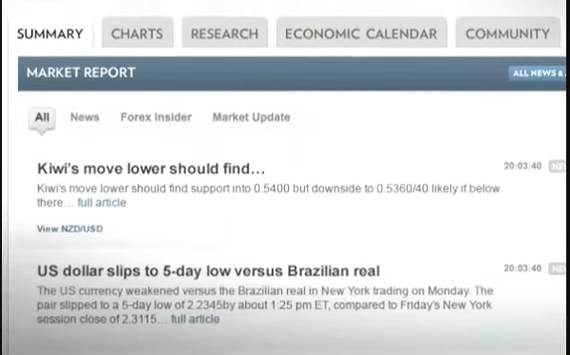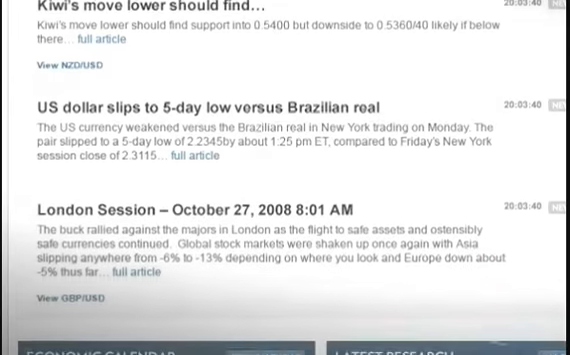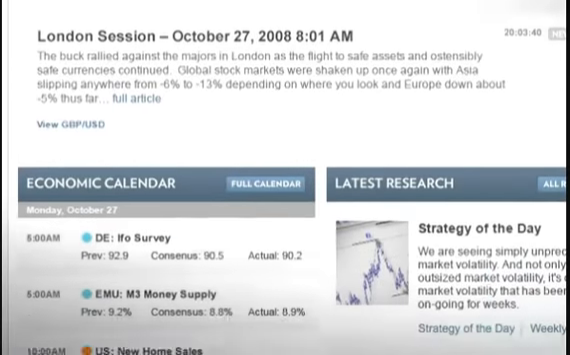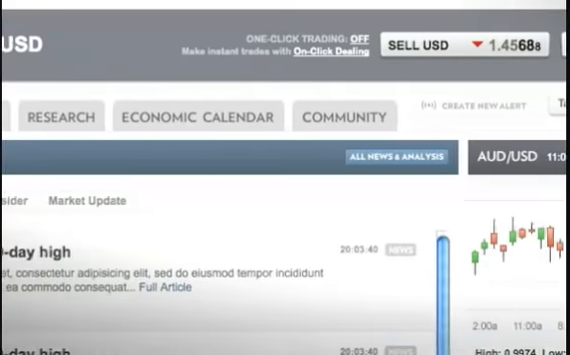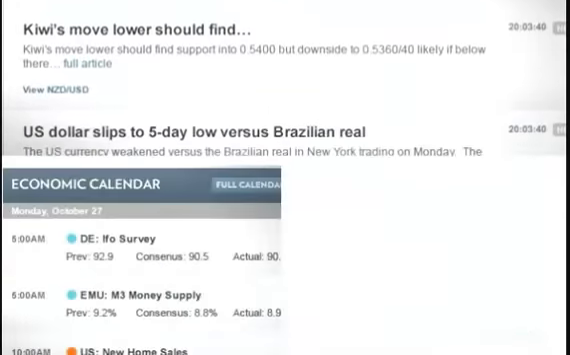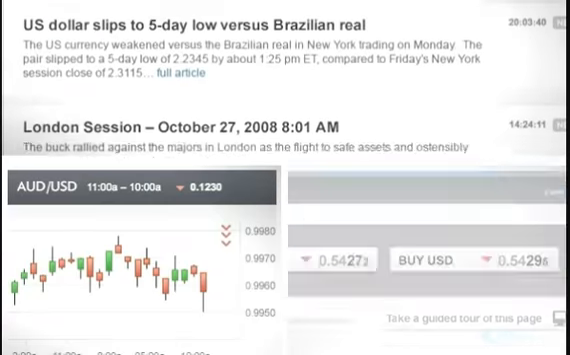We've made it easy to access timely, relevant market data and information for any currency pair that you're interested in. Check out Forex.com's currency pair pages to catch up on the most recent news, events, and research, view charts, and enter trades.